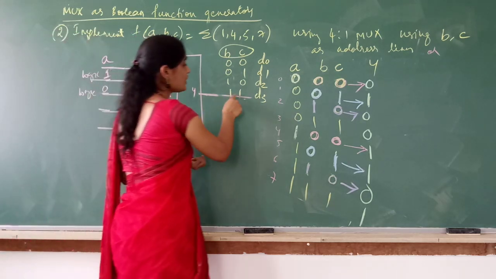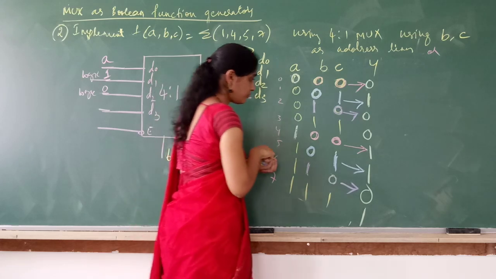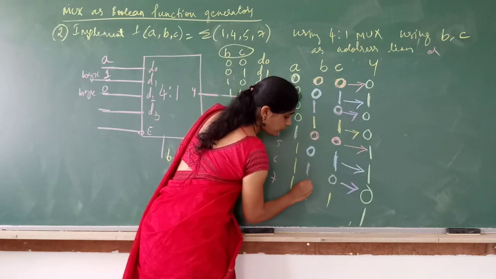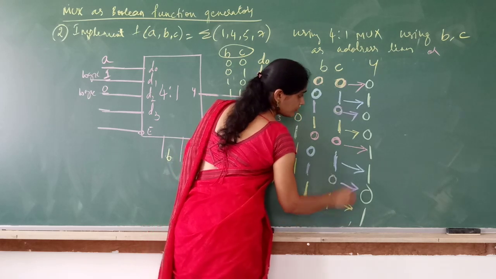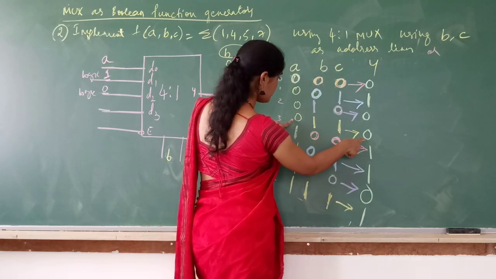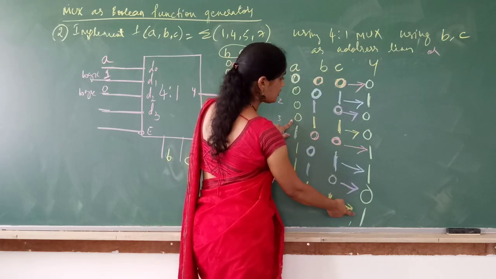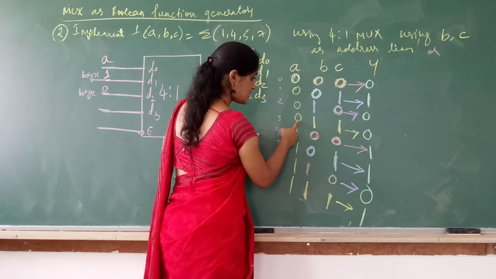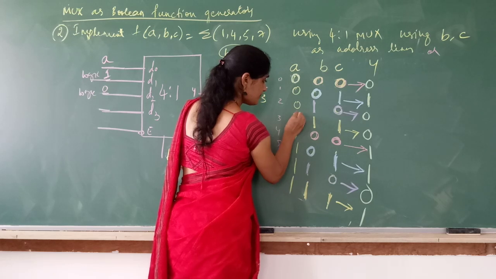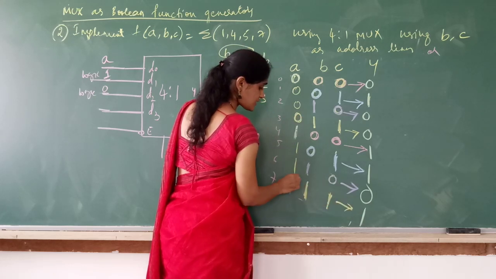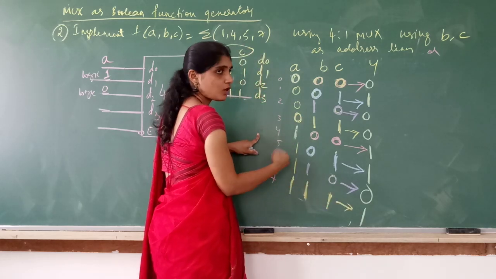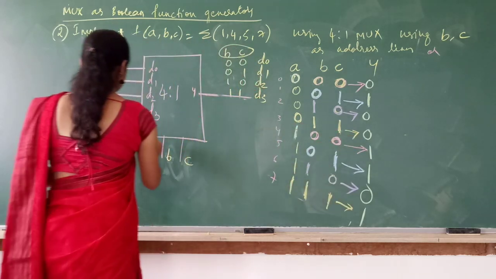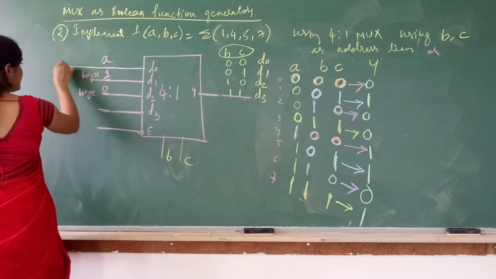D3 is when BC are 1, 1. 1, 1. What is output? 1, 1, it is 0. 1, 1, it is 1. Now compare with A. 1, 1, 0, same as A. Correct? Same as A. 1, 1, 1, same as A. So what is D3? D3 is same as A. So D3 is also A.